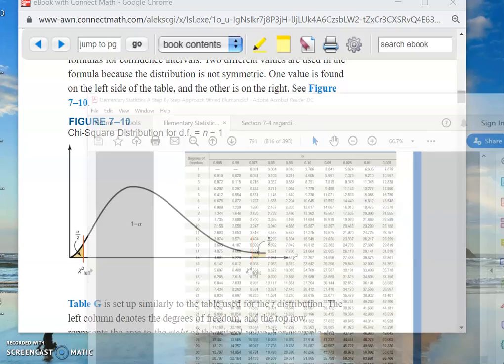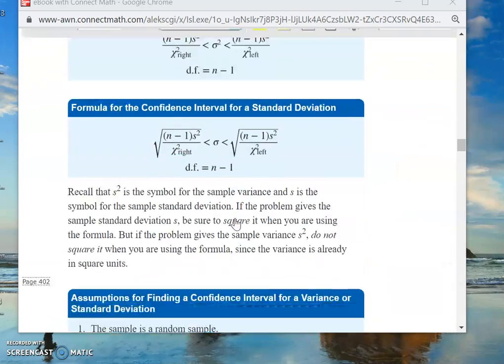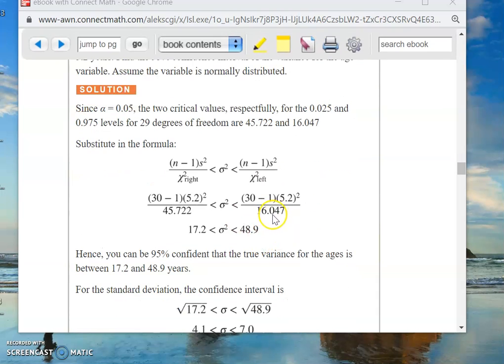Let me close this and see if I got that right. 16.047. There it is. So chi-squared right and chi-squared left are those numbers. I can never memorize things, so you're just going to have to remember to draw these cartoons and remember which one is which.